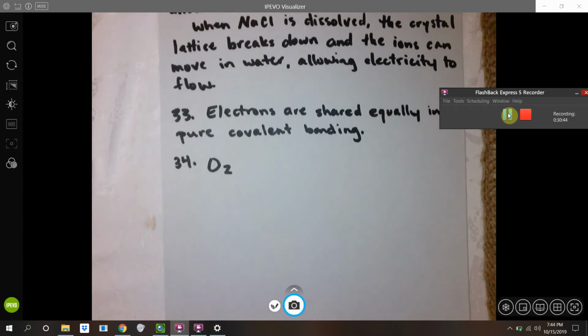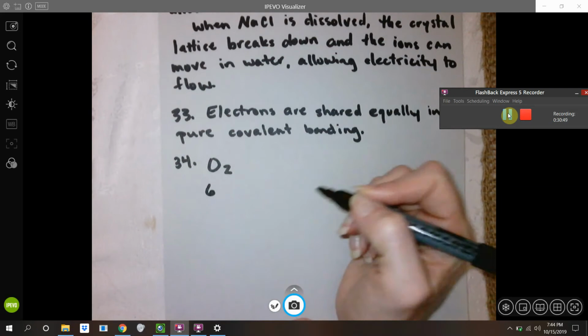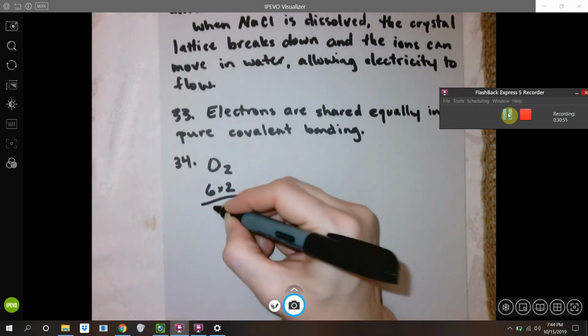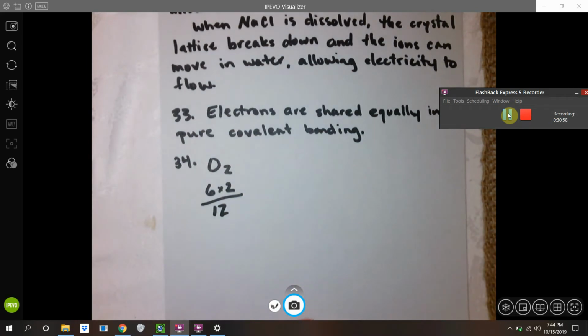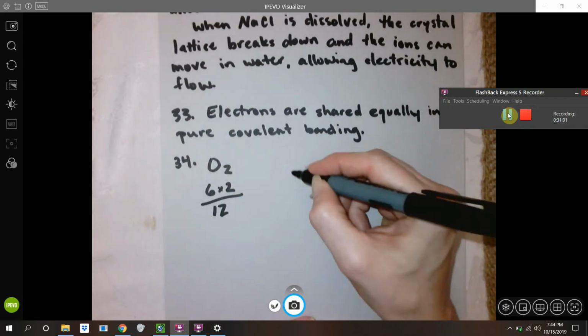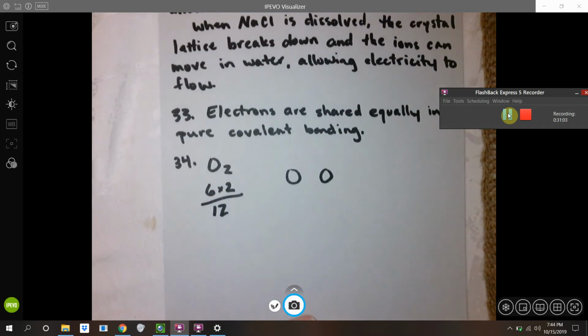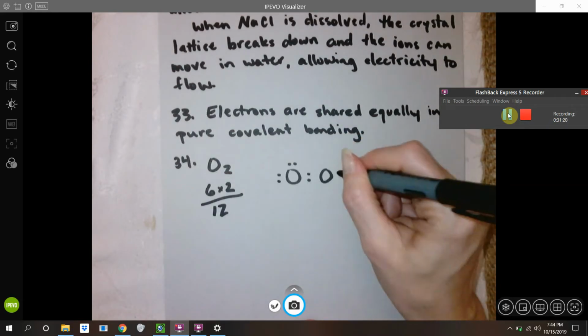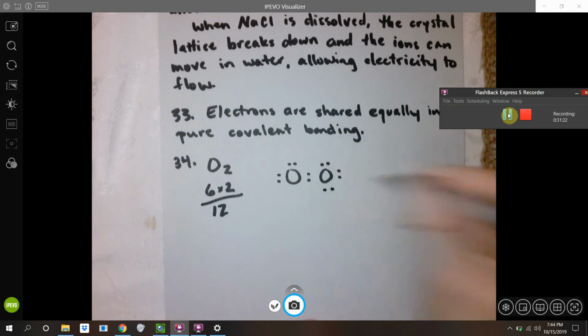So for O2, let's start with our electron count. Each oxygen brings 6 electrons to the table, and there are 2 oxygens. So we have a total of 12 electrons to play with in our picture. Let's place the atoms on the page, and now we'll assume single bonds to start, and we can put everything in pairs because eventually all of the orbitals will be full. Okay, so 2, 4, 6, 8, 10, 12.